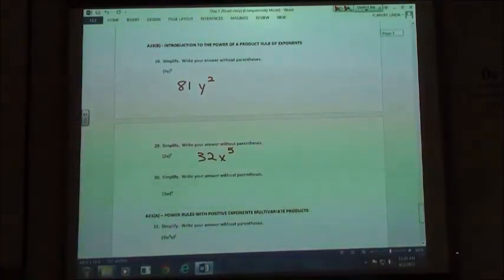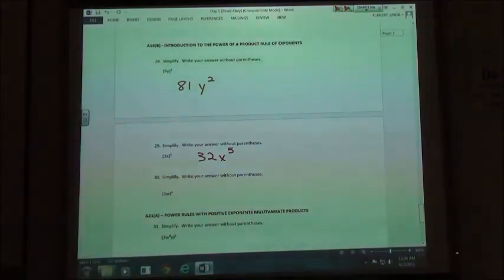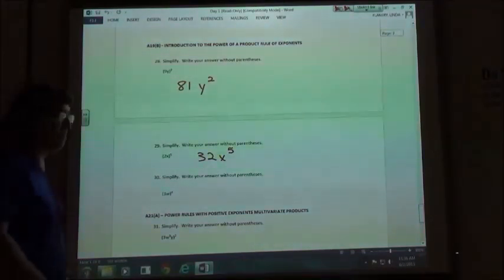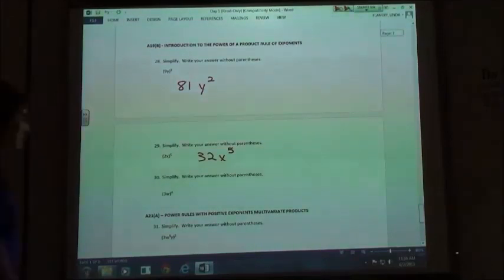Emily's falling asleep. If I take 3w and raise it to the fourth power, I'm getting 81 w to the 4th.